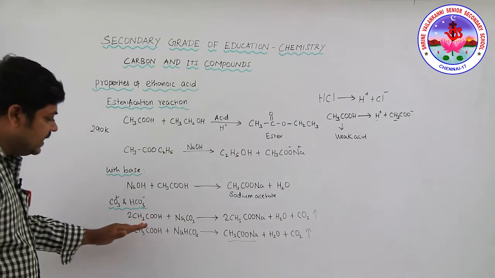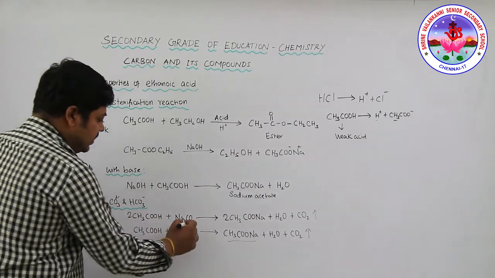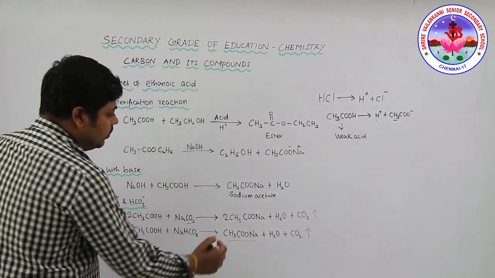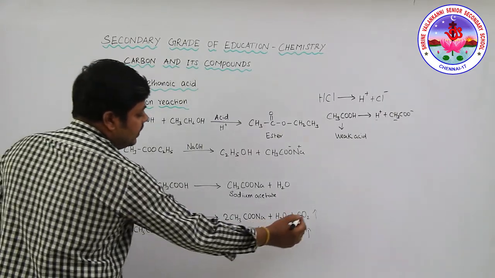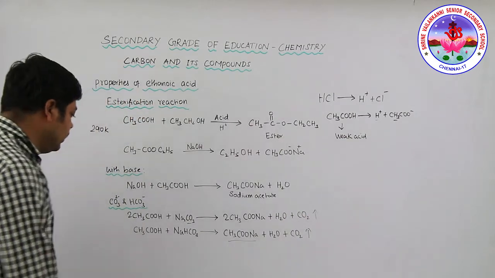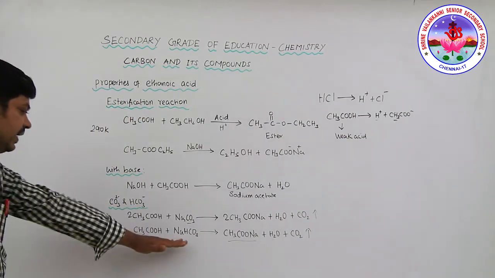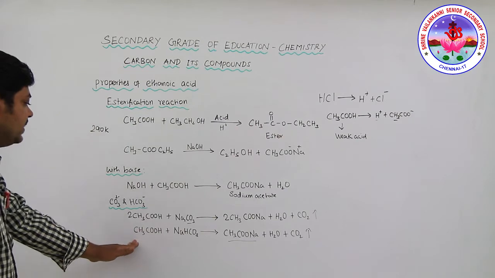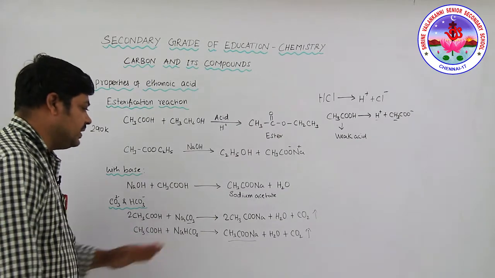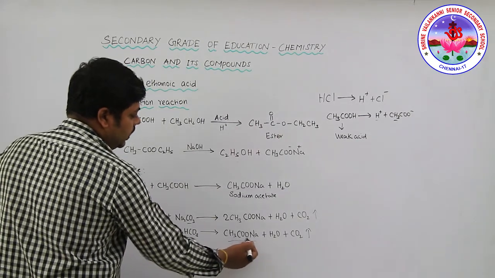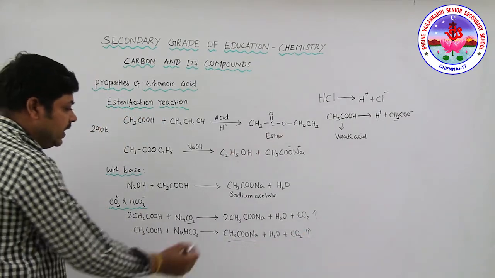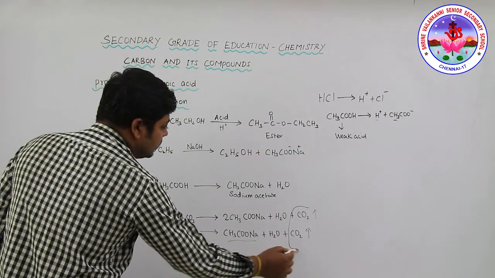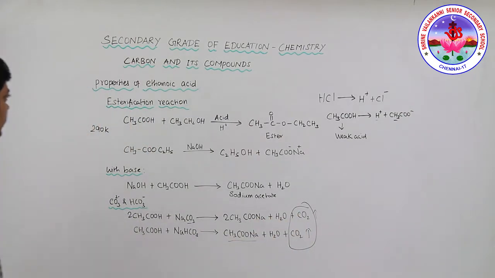When the acetic acid reacts with the sodium carbonate, this is the carbonate substance, it produces the sodium acetate and water, then the carbon dioxide gas is evolved. Similarly, acetic acid reacts with sodium hydrogen carbonate to produce sodium acetate and water, then the carbon dioxide is produced. Both the reactions produce the carbon dioxide gas. So these are the properties of the ethanoic acid.